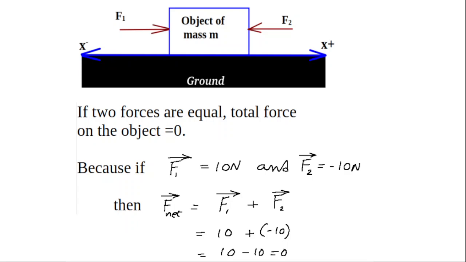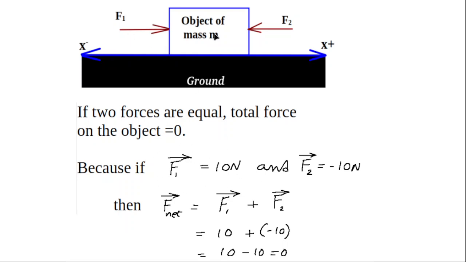Next, come to this one. Suppose two forces are acting on the object, two opposite forces: one is F1 and another one is F2, both acting in opposite directions. Suppose the two forces are equal in magnitude. F1 magnitude is 10 newtons, F2 magnitude is 10 newtons, but F2 is equal to minus 10 newtons, F1 is equal to plus 10 newtons.